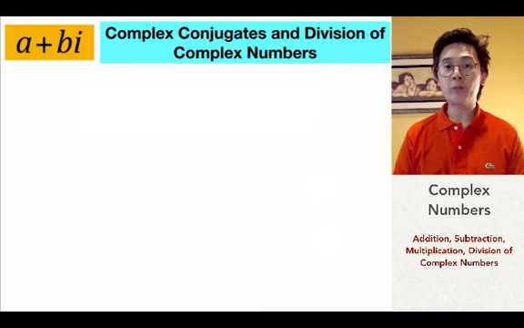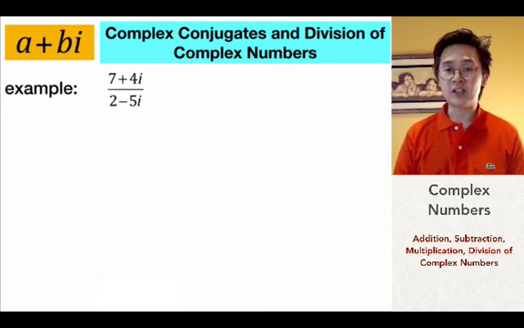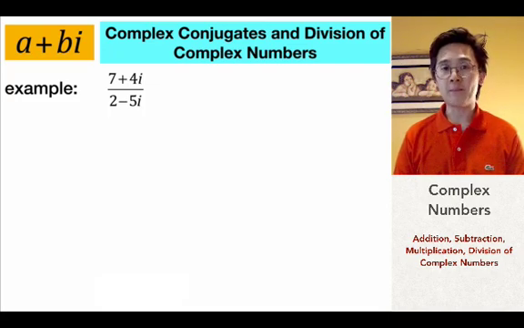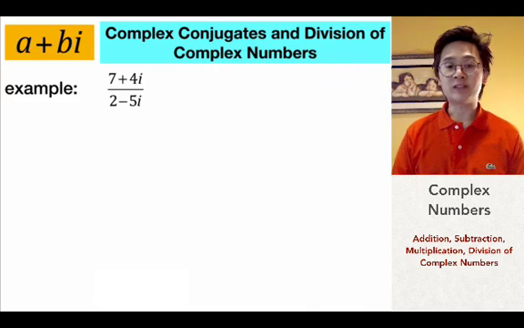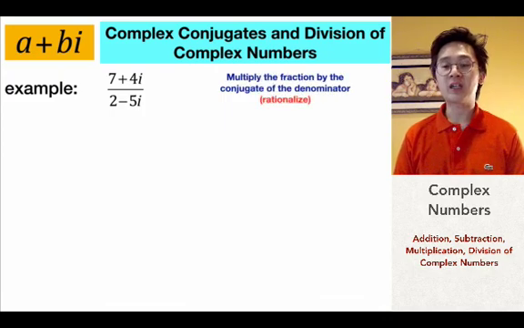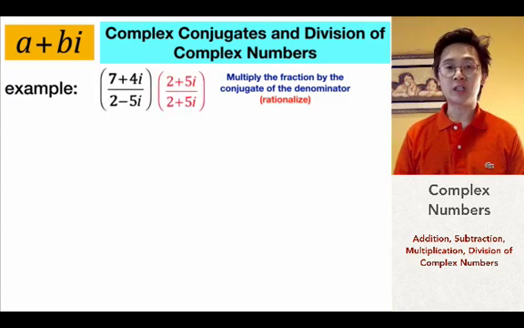So the last operation that we're going to be dealing with today will be division of complex numbers or rationalizing complex numbers. Now for a first example, we have 7 plus 4i divided by 2 minus 5i. And to be able to get rid of the complex number in our denominator, we're going to multiply the fraction, which is the numerator and the denominator, by the complex conjugate of the denominator. We also call this rationalizing. So since the denominator is 2 minus 5i, its complex conjugate would be 2 plus 5i. So if we multiply the numerator and the denominator by the conjugate of the denominator, we'll be able to get rid of the imaginary number in our denominator.